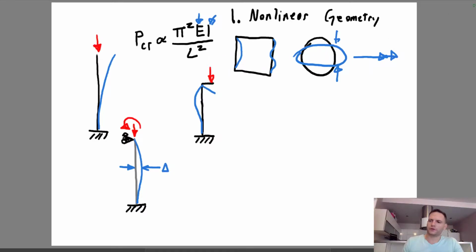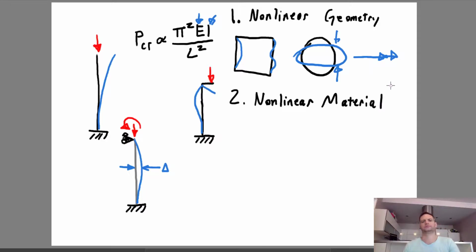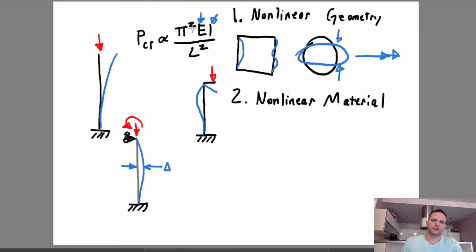So the other thing that people miss is number 2, nonlinear material. What do I mean by that? In this simplified Euler equation, we have E, which represents the elastic modulus. But there's something, I don't know if you're familiar with it, called the tangent modulus. Sorry, I had a little brain fart there. So tangent modulus, what in the world is that?